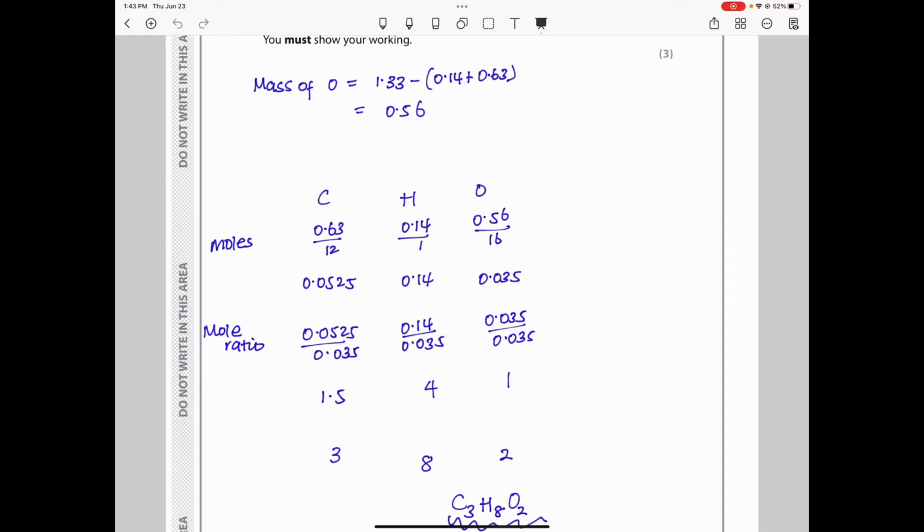Then we can divide through to find the whole number ratio. Here we divide through using the smallest number of moles, which is going to be that divided by that, that divided by that, and that divided by that, giving us a 1.5, a 4, and a 1.